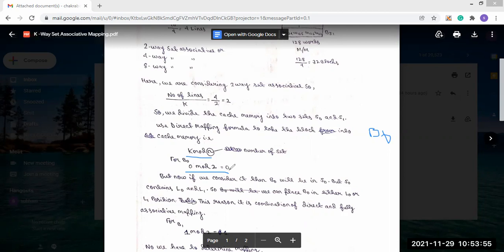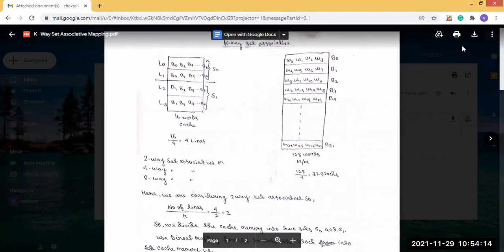Now block number 0 will be in set number 0. It is specified. But set number 0 contains L0 and L1. These two lines are in set number 0. So it is not here. You see that this is set number 0, where block number 0 will go. But block number 0 can be present in L0 or L1. So that means it is specifying the set the block is going to.